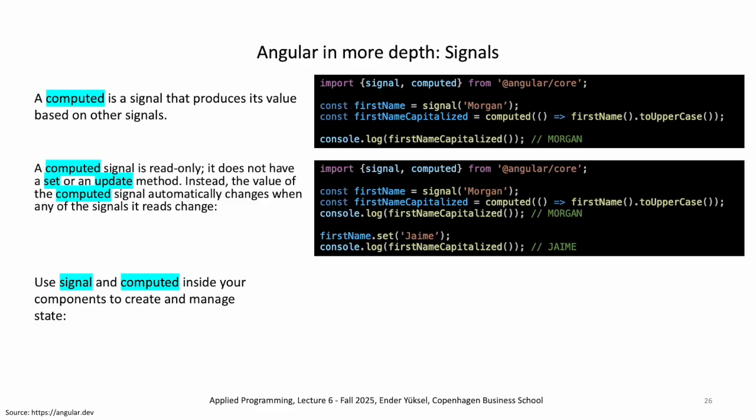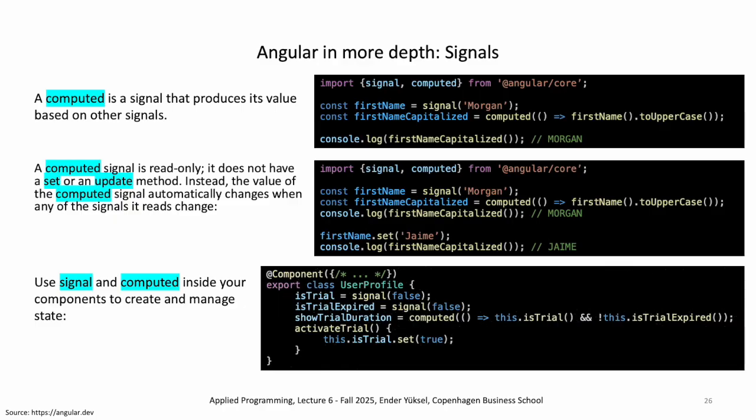Use signal and computed inside your components to create and manage state. Let's look at this example. Here we have two source signals. We have isTrial and isTrialExpired. Both are writable signals that can be changed with set.